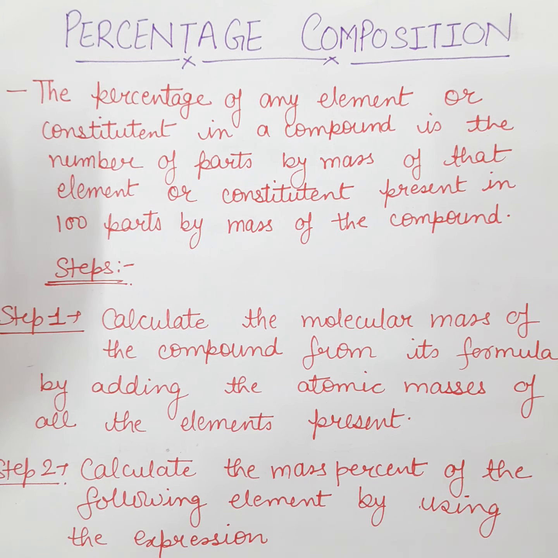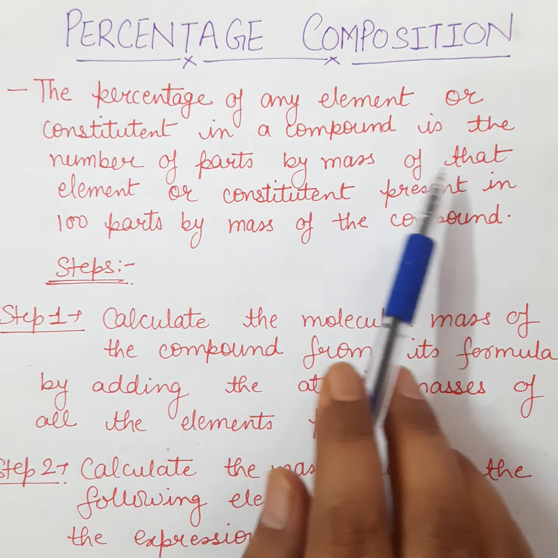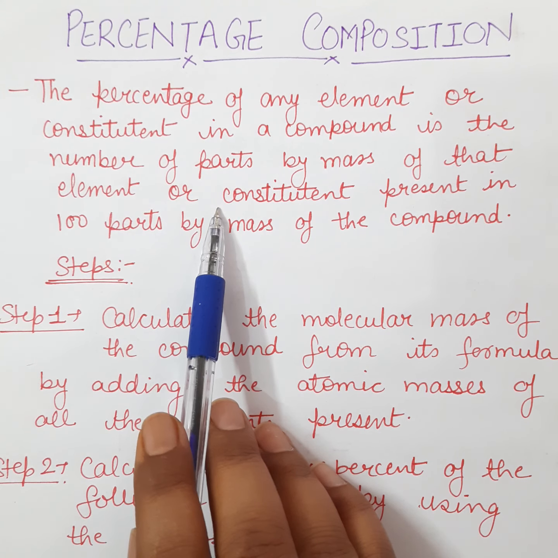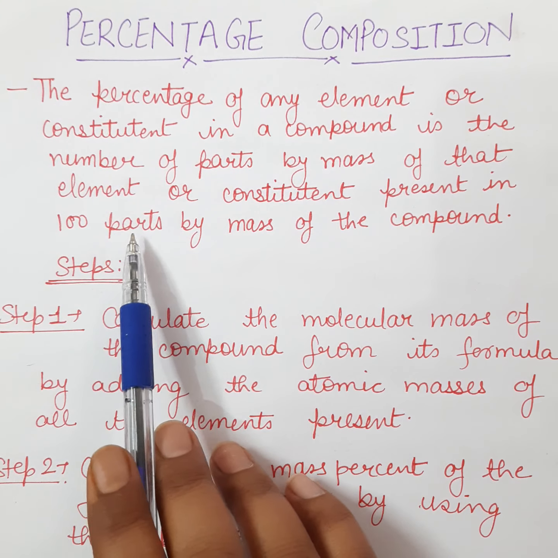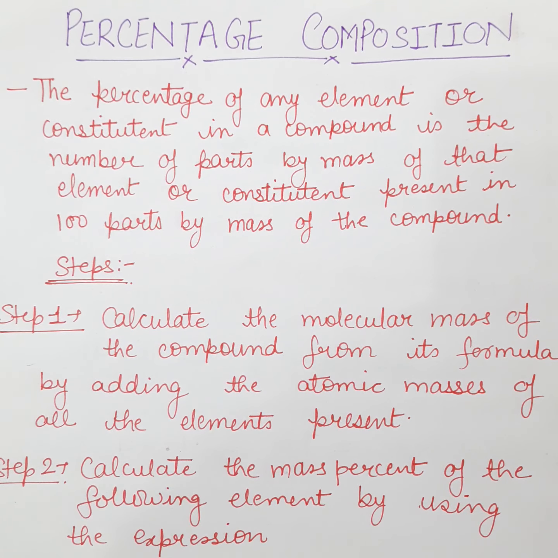Now first, that is known as percentage composition. The percentage of any element or constituent in a compound is the number of parts by mass of that element or constituent present in 100 parts by mass of the compound. What you all have to do is, a compound is given to you and you must identify the percentage of each and every element present in the compound. That is known as percentage composition.